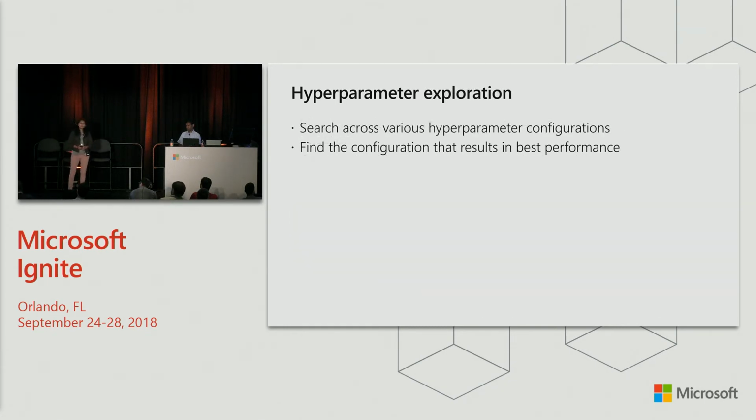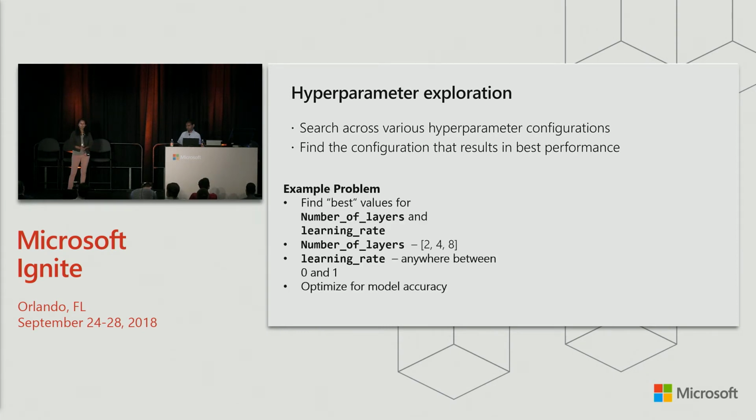So the goal of hyperparameter exploration then is to search across the space of all possible hyperparameter values and come up with a configuration that gives you good performance. For example, when you're training a neural network, you might want to try different values for number of layers and for the learning rate. You might want to try a network that uses 2, 4, or 8 layers, but the learning rate could be anywhere between 0 and 1. And you want to vary these parameters in such a way that you optimize for a model that results in the best accuracy.